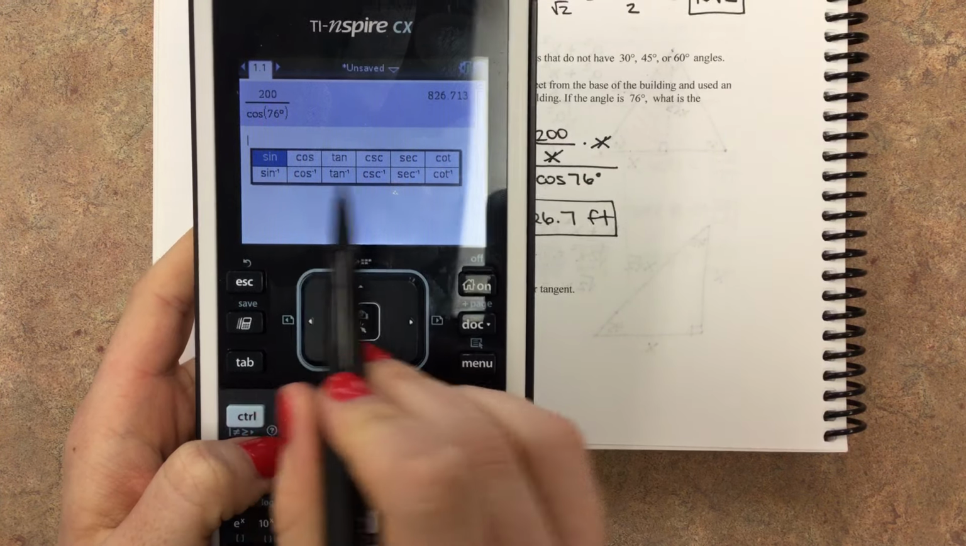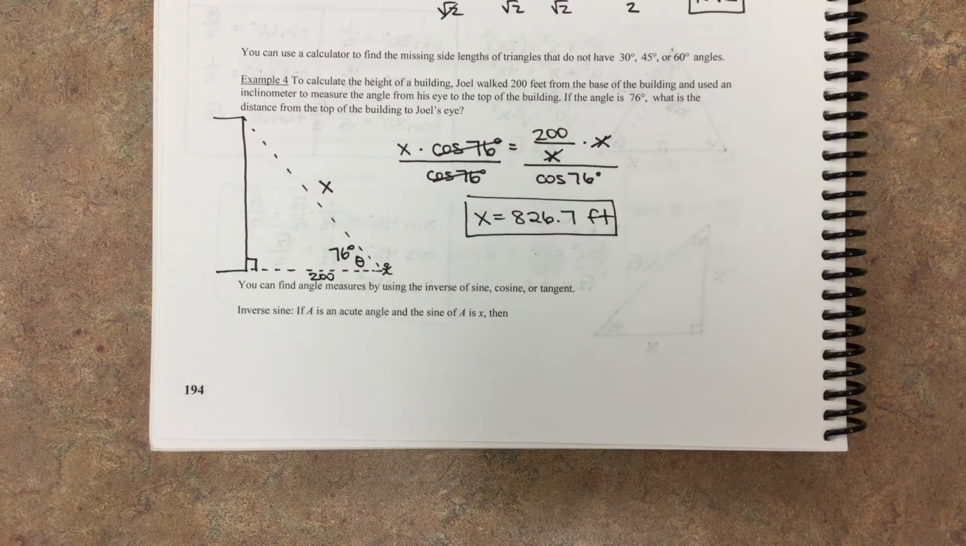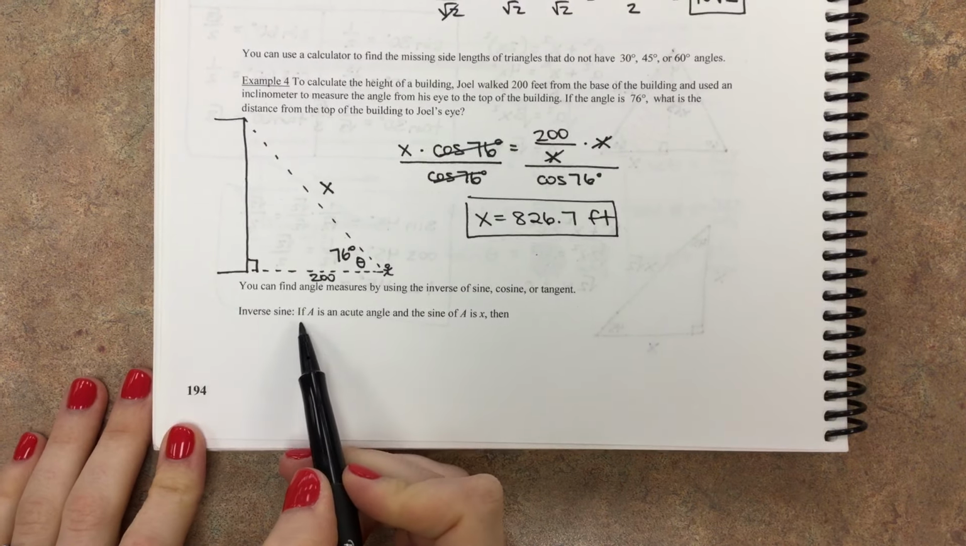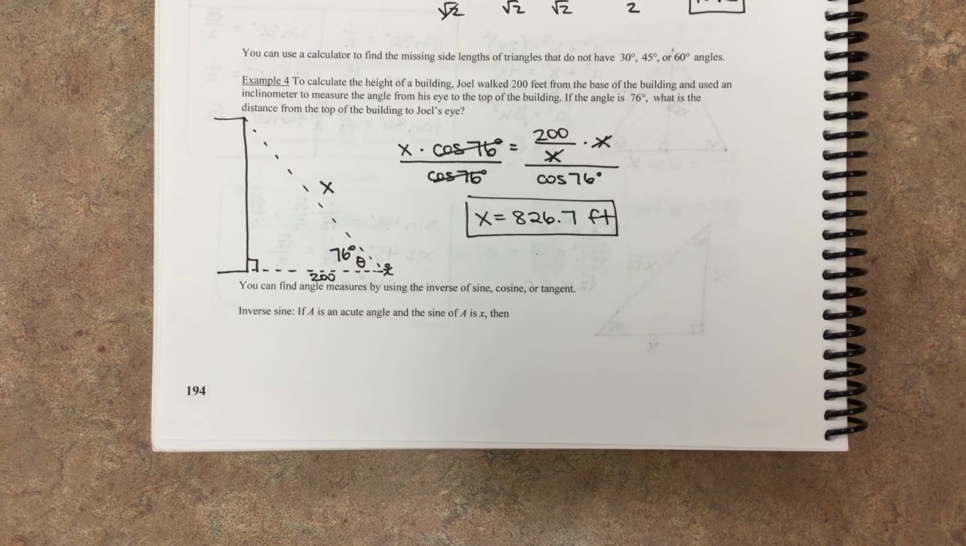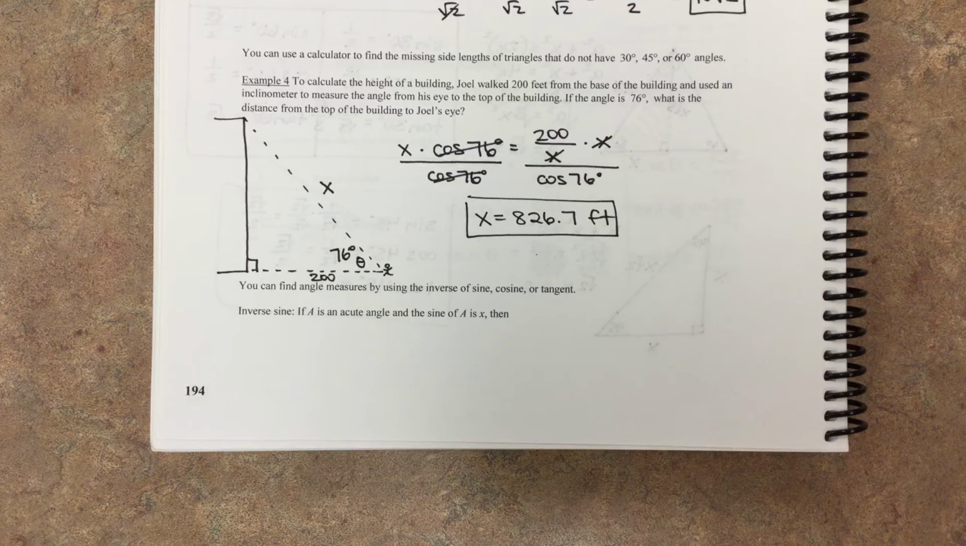So you have sine inverse, cosine inverse, all the way down the line. So that's what we're going to be setting up right now. If you know an angle, and you know the sine of that angle, then we can work our way backwards to figure out what the angle itself must have been.